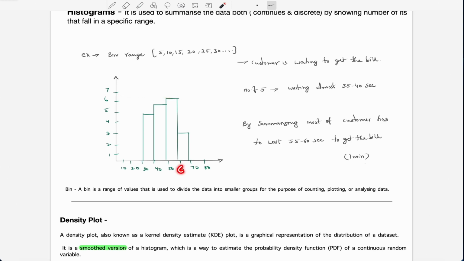customers fall at almost 60 seconds, which is almost one minute. So we can conclude from the histogram, by summarizing, that most of the customers have to wait from 55 to 60 seconds, almost 1 minute. This means the customer has to wait 1 minute to get the bill. This is the average time to get the bill for any customer.